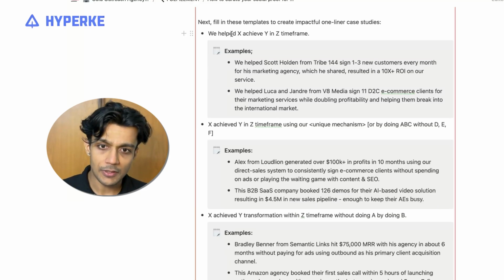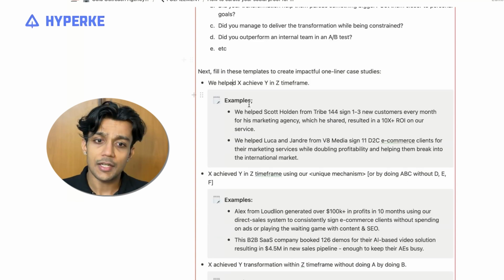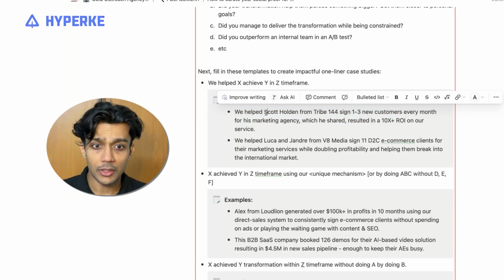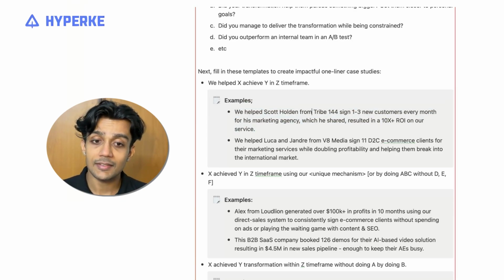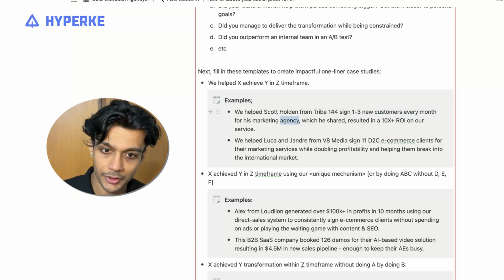A couple of examples, and I'm using our own case studies to show you how this works. So we helped Scott Holden from Tribe 144 sign 1 to 3 new customers every month for his marketing agency, which, as he shared, resulted in a 10x plus ROI. So here's the hero, right? Scott is the hero of this case study. 1 to 3 new customers every month, that's the transformation. Marketing agency. So I'm saying this to be more specific about the hero.